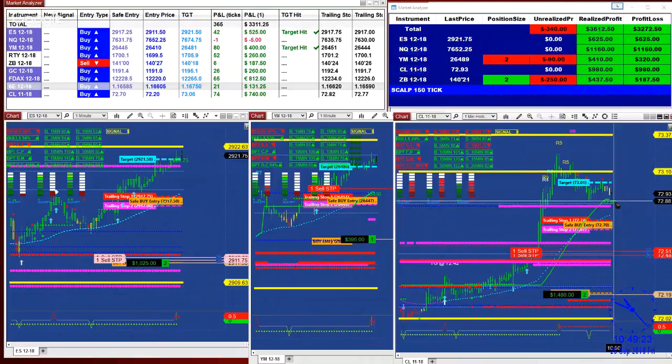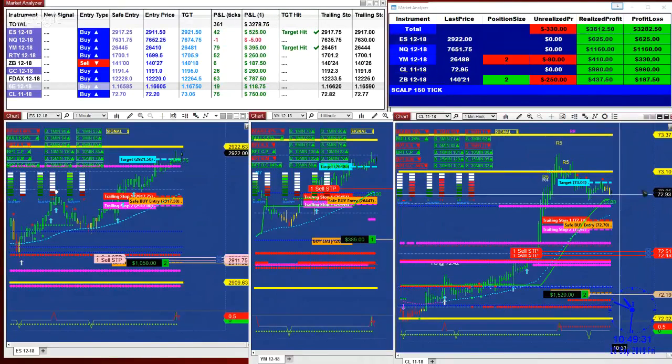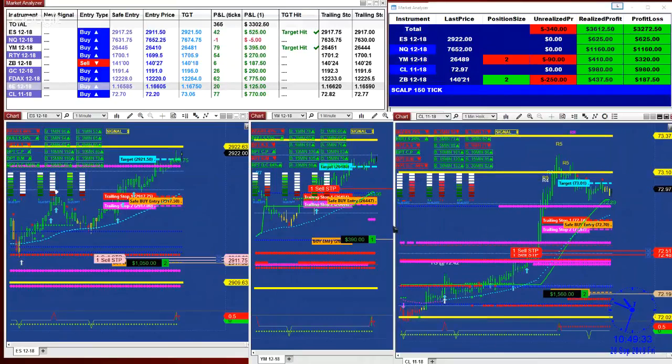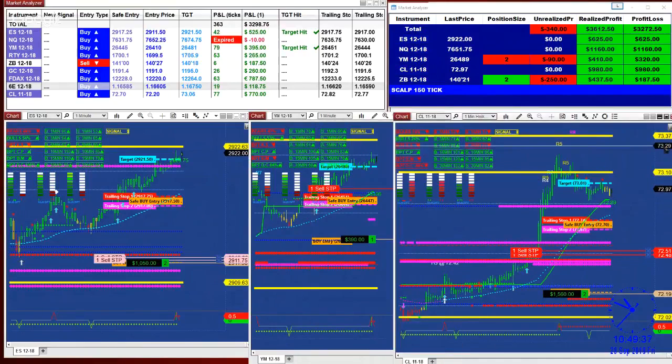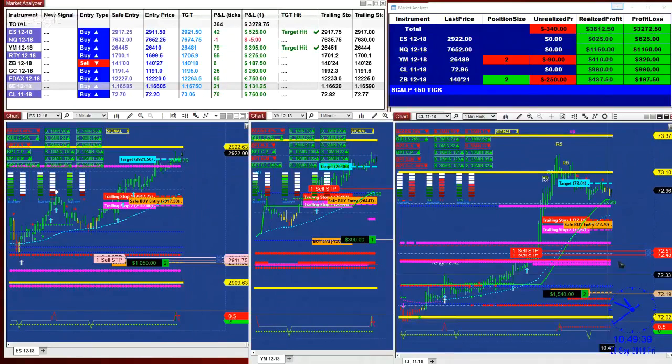You know, but this is a potential exact entry at 72.90 or 91. This is a re-entry point on the CL, because it's not very far from the target, so this is a high potential risk on that trade.